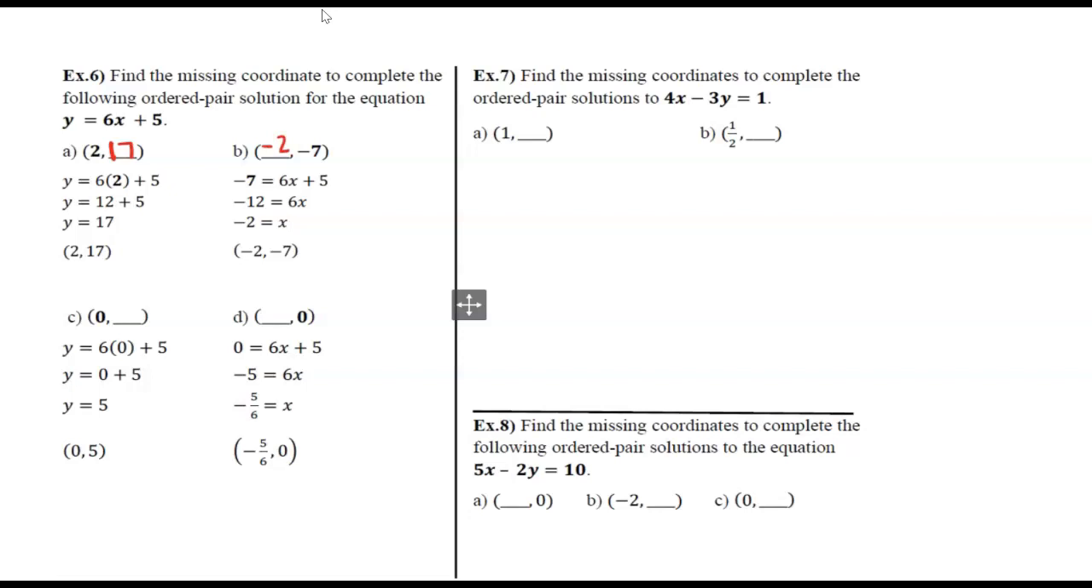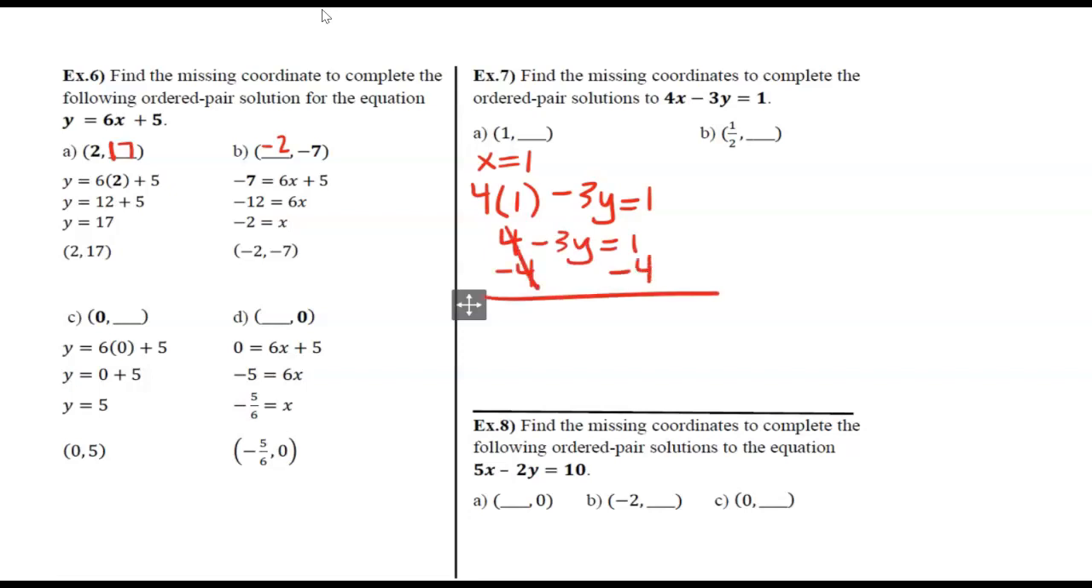Let's go to example 7. So we can see in this one, x equals 1. And so we're going to put 1 in for x here. So 4 times 1 minus 3y equals 1. We solve, so we get 4 minus 3y equals 1. Subtract 4 on both sides. Those cancel. We're left with negative 3y equals 1 minus 4, which is negative 3. Divide by negative 3 on both sides, and so we end up with y equals 1.